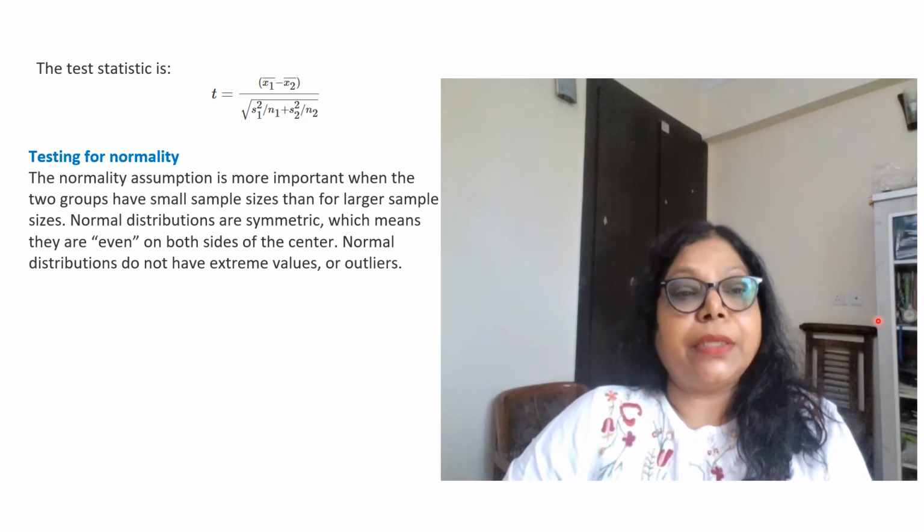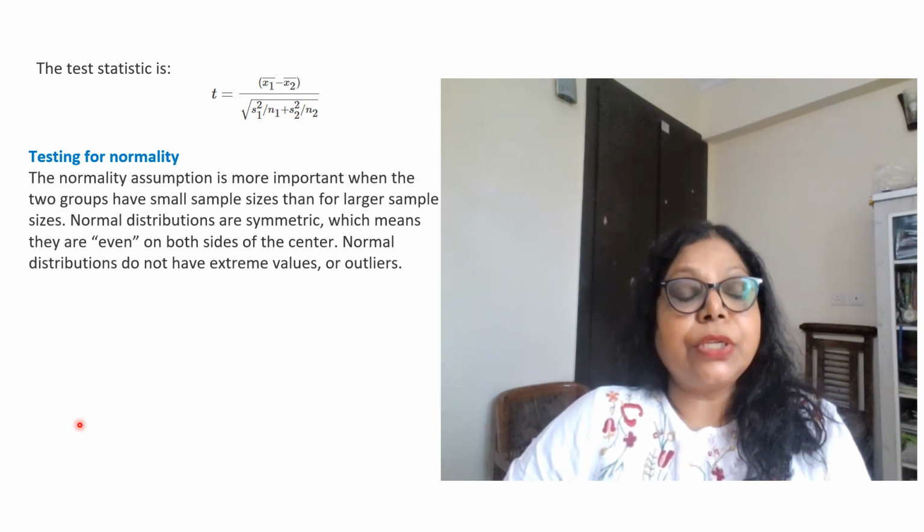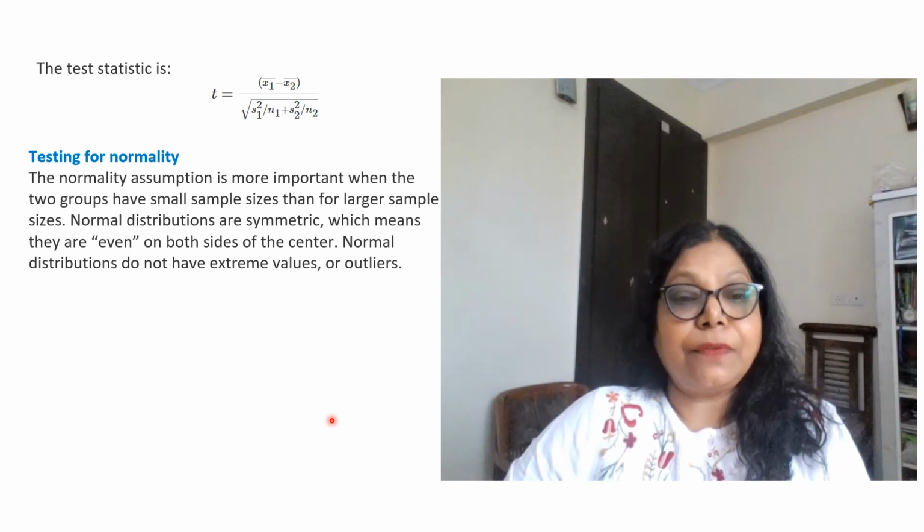Testing for normality. Now, the normality assumption, as we have seen, is more important when the two groups have small sample sizes than for larger sample sizes. Normal distributions are symmetric, which means they are even on both sides of the center. Normal distributions do not have extreme values or outliers. We can check these two features of a normal distribution with graphs.